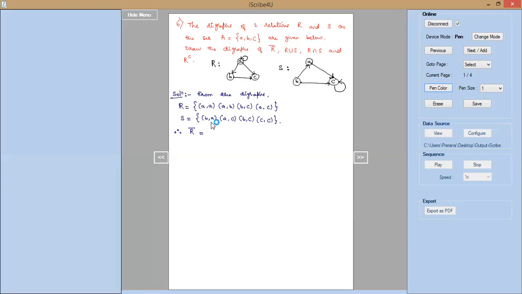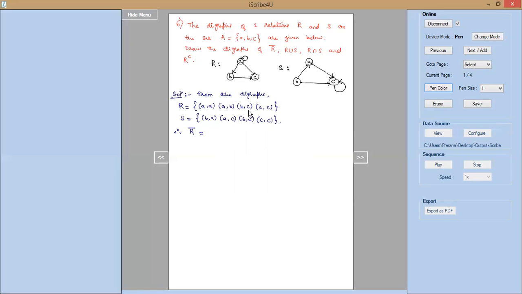So since A comma A, we have the ordered pairs observing here. A comma A is in R, so its complement is not. All pairs AA, AB, AC are existing. So with A, there is no complement. Observe with B, BC is existing.